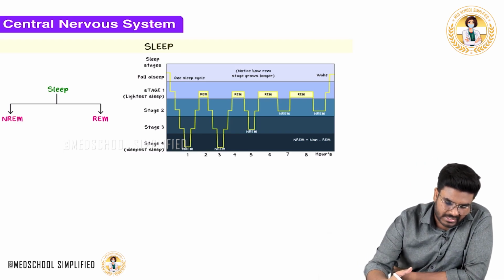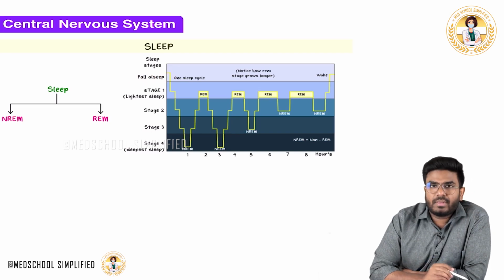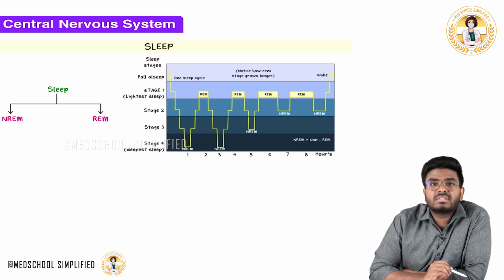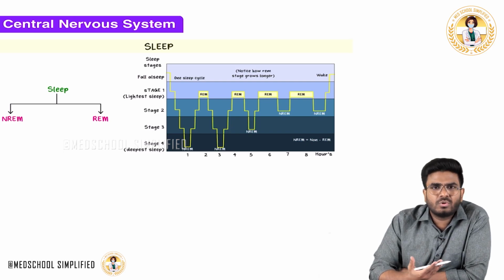Now just look at this image where I am showing. See, the person is falling asleep. Now the person is beginning to sleep. So the person first goes into NREM or REM? Definitely the person goes into NREM. First there is no rapid eye movement. First the person will go into NREM.